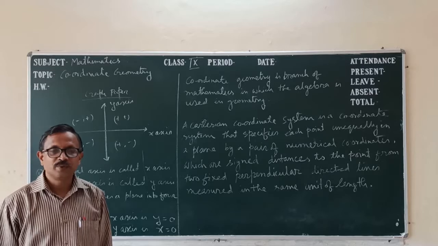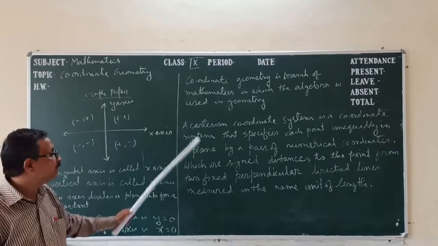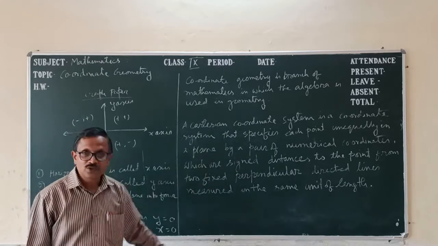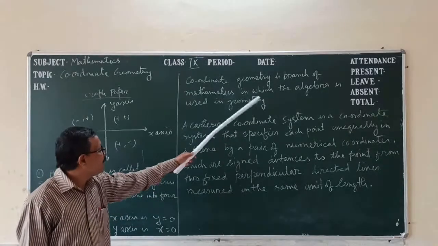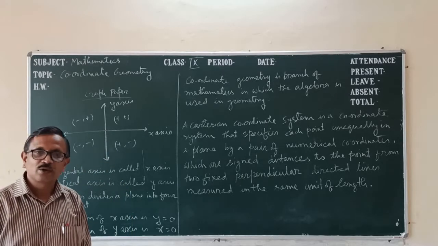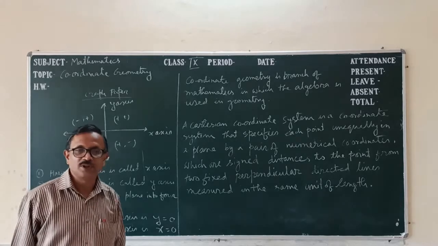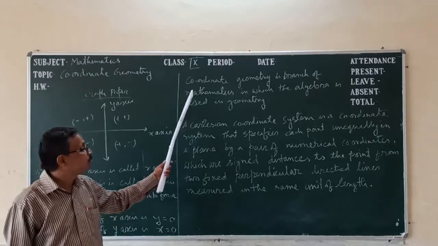Today I am going to teach you mathematics of class 9, and today's topic is coordinate geometry. Coordinate geometry is a branch of mathematics in which algebra is used in geometry. In earlier classes, in 8th standard also, we have done the graph paper. On graph paper we plotted the points. So that is called coordinate geometry.